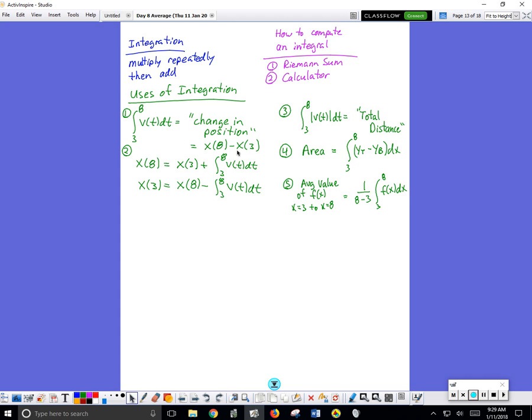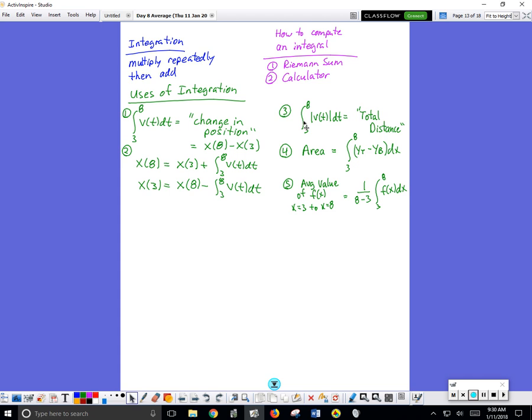We also said that if we never make the velocity negative, then we're just kind of adding up our steps, which means we're finding the total distance traveled. So that was the third use of integration. The homework last night has a fourth use, how to compute the area of some odd shape. Okay, today I'm going to introduce a fifth use. We're going to use integration to find the average value of a function.